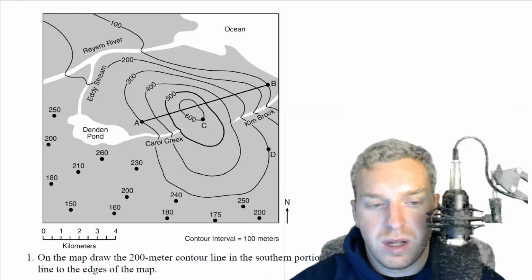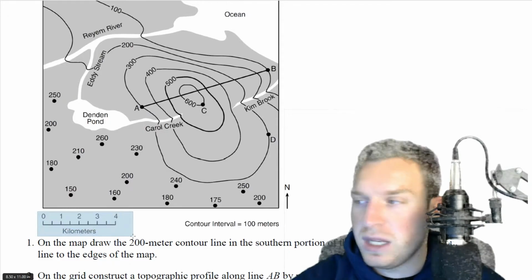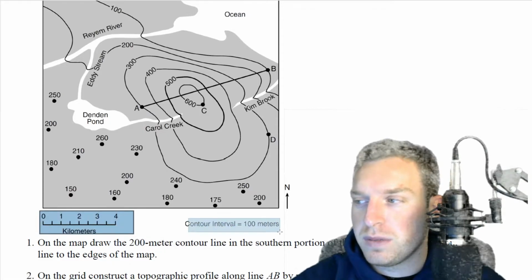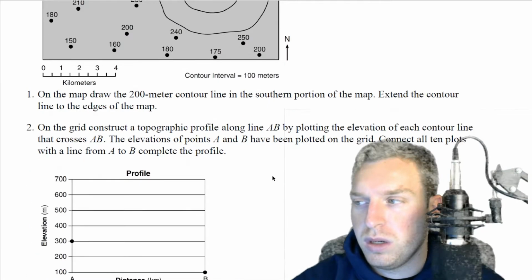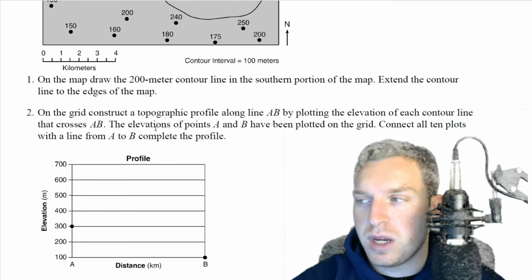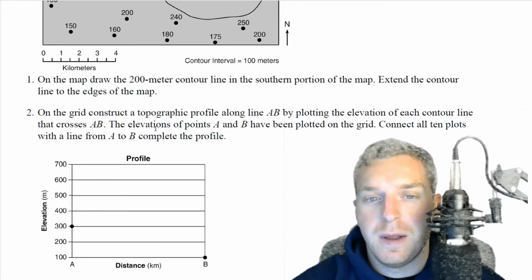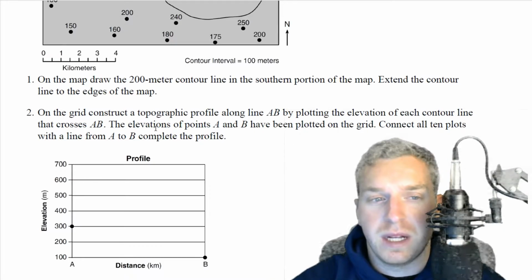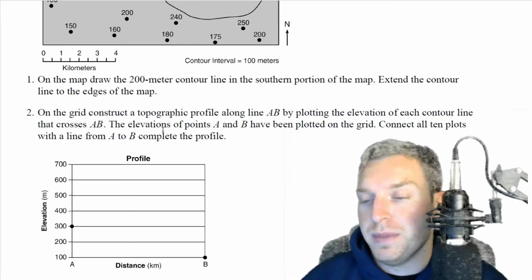So we have a map right here. We have a key right here on the map and a contour interval right here. And so question 1 says, on the map, draw a 200-meter contour line in the southern portion of the map and extend the contour line to the edges of the map.